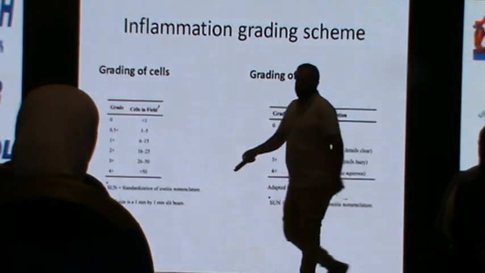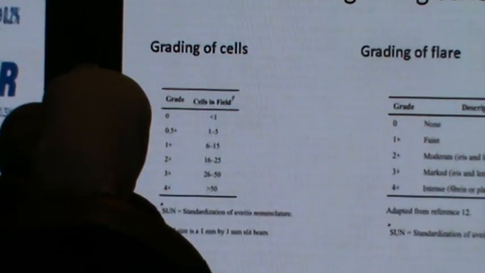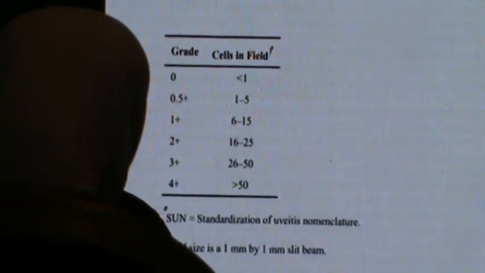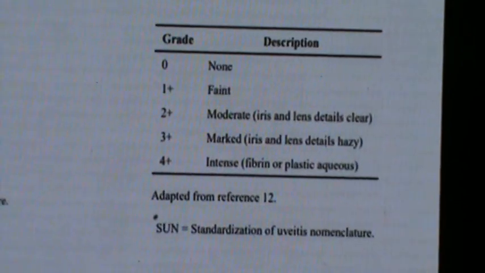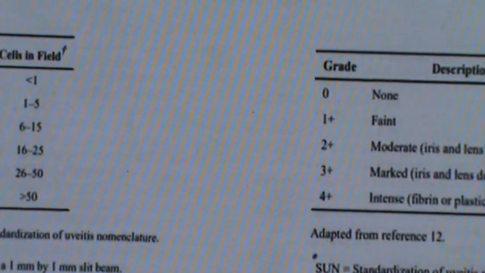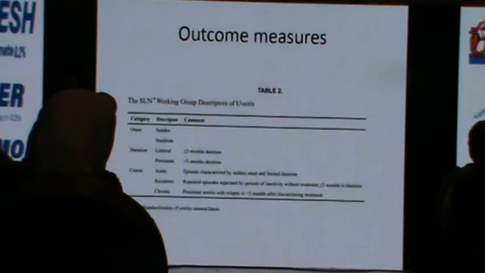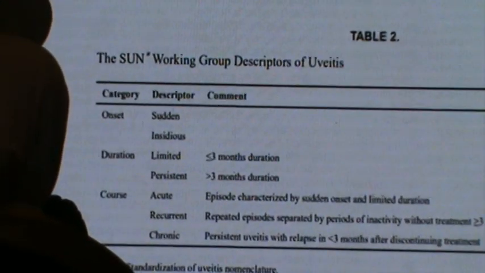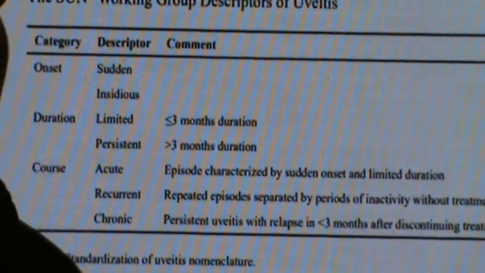So the SUN working group put grading criteria, and all of you are also aware of this, and I encourage all of you who are practicing uveitis, or even general ophthalmologists, to use this scheme for follow-up and for reporting the outcomes. The last thing is the outcome measures, and I think all of us are also familiar with this table where we classify the outcome measures according to the onset, duration, and the course.